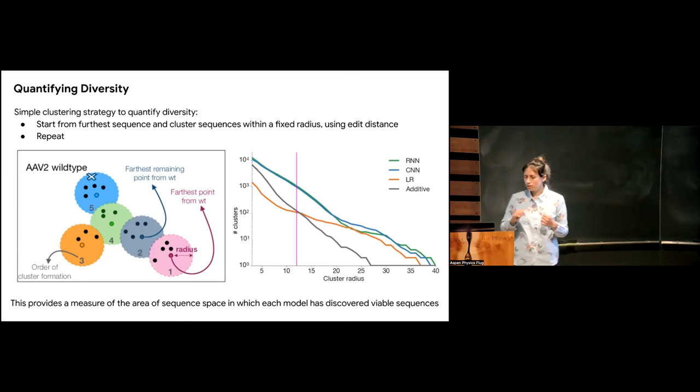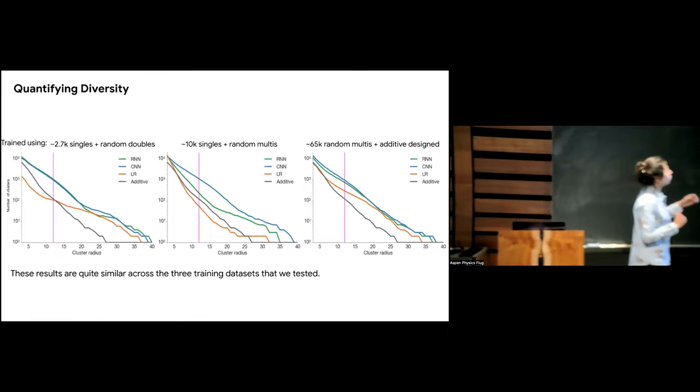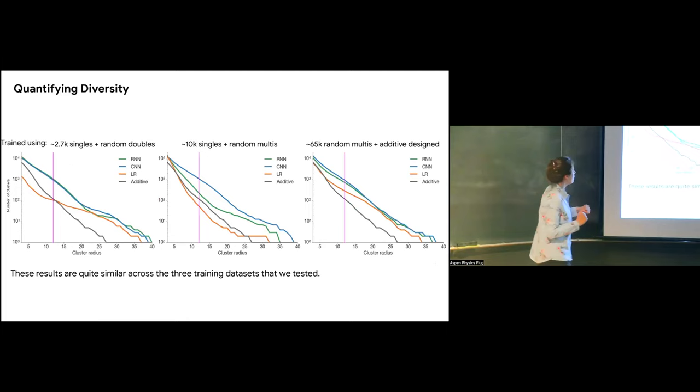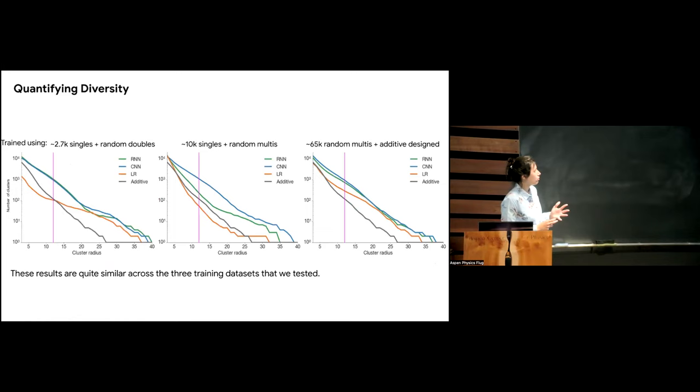That remained true across all three training sets, although maybe for the biggest training set the logistic regression model got rescued a bit, which was really exciting. But overall, this whole approach appeared pretty robust. We were able to design sequences using either a small amount of data or a large amount of data, and the models were quite reliable, which was extremely surprising.